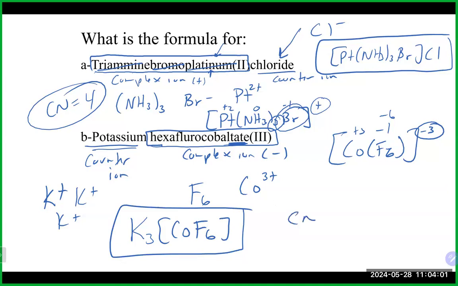Coordination number on this guy would be 6 in this case. All 6 of the fluorines are basically attached to the cobalt in the complex ion part. Any question on how to name these guys, how to write the formulas, coordination numbers, oxidation states? You need to be able to do all that. Any questions on any of that?